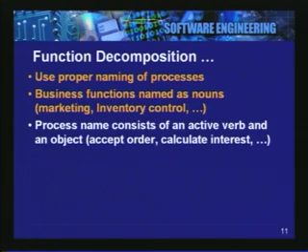On the other hand, processes are named consisting of active verb followed by an object, because process represents some action. Therefore, we have a verb representing that action, and action is having some purpose. It has a target. We represent that as an object. So, accept order, calculate interest are good examples of process names.